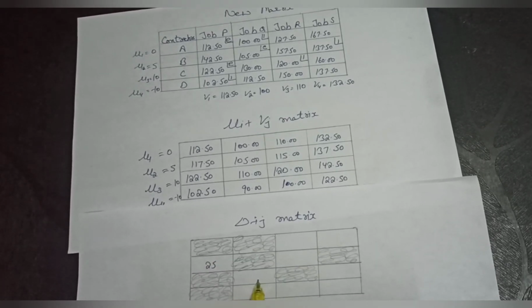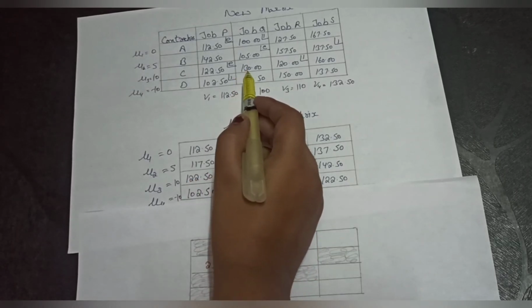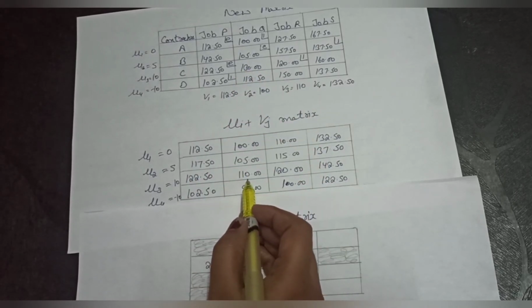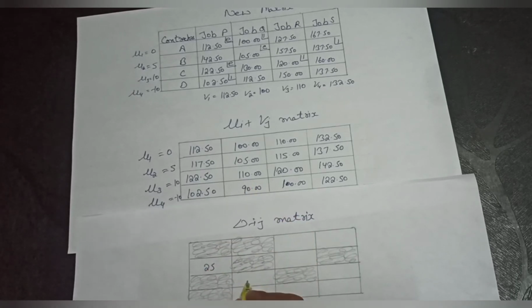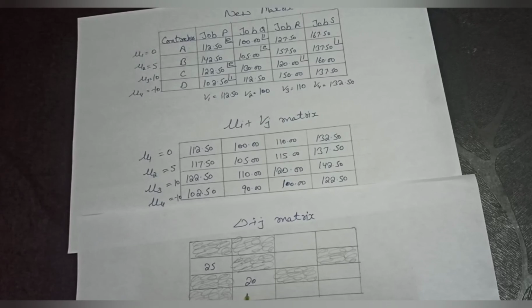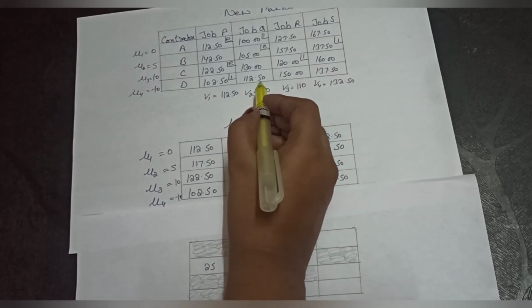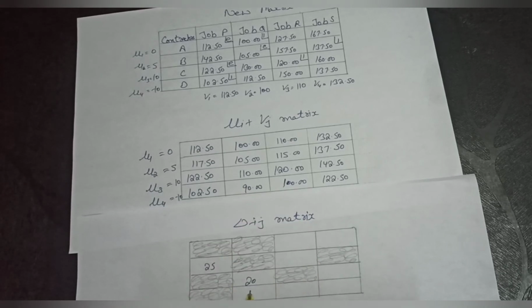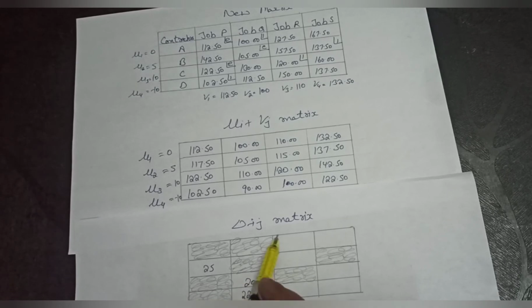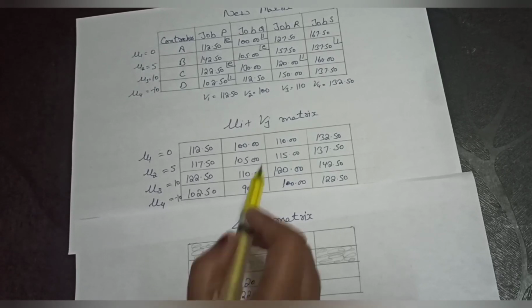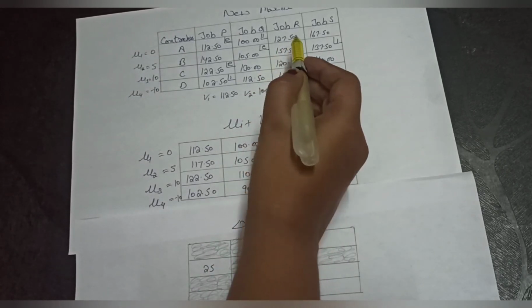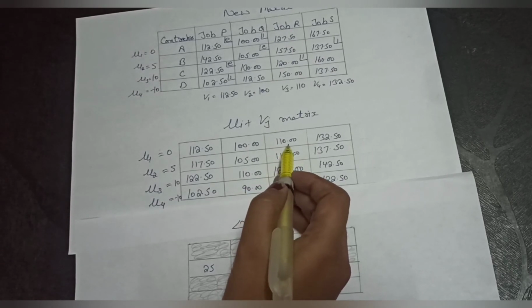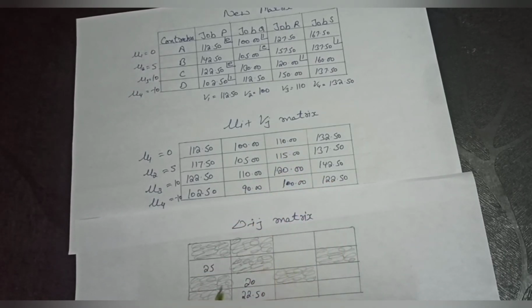Next, for this cell, we have 130 in the original matrix and 110 in the ui plus vj matrix. So we can say 130 minus 110 is equal to 20. And for this cell, we have 112.50 in the new matrix and 90 in the ui plus vj matrix. So the difference is 22.50. For this cell, in the original matrix, we have 127.50 and here we have 110 and the difference is 17.50.